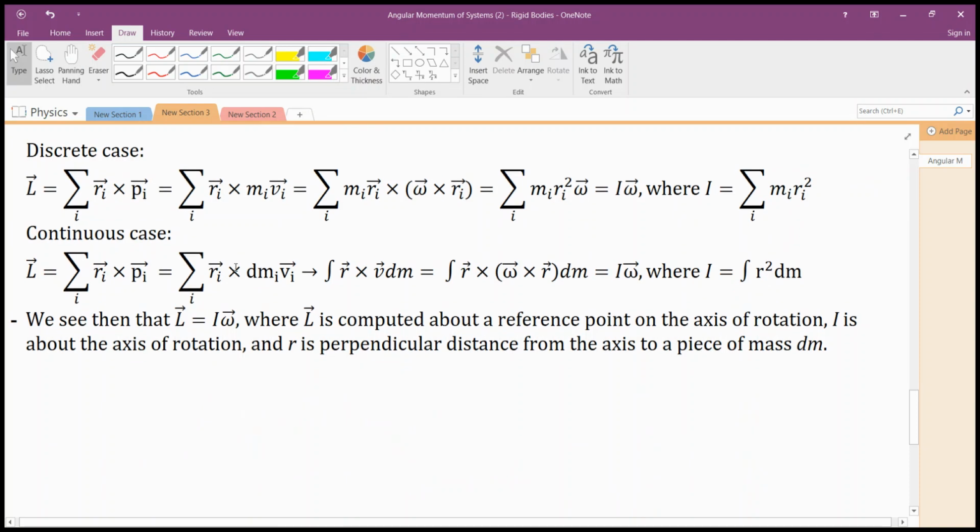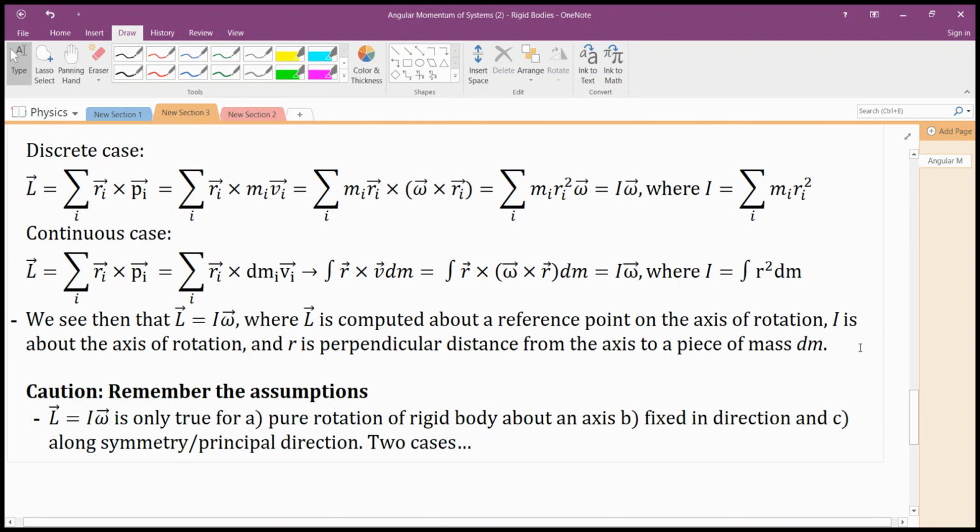And so now then, let's conclude. We have L equals I omega, but it comes with some assumptions. It is not true in general for rigid body rotation. It is only true for pure rotation of a rigid body about an axis that is fixed in direction and is along a symmetry axis, or, as I will talk about in another video more properly, a principal direction. And if it's not along the symmetry axis, then it needs to be parallel to a symmetry principal axis. This gives us two cases to consider.